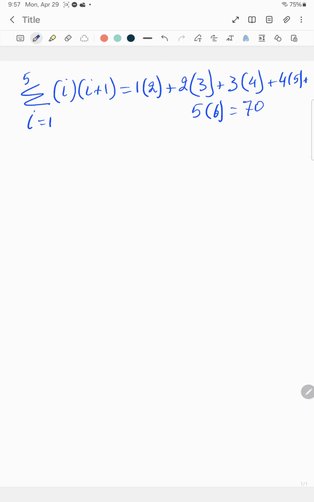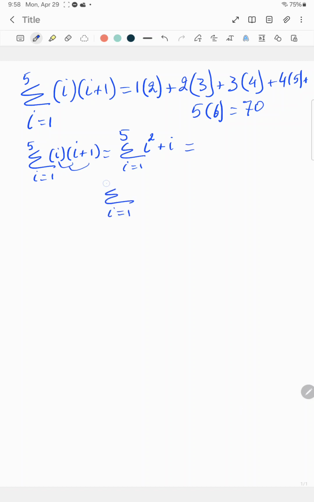Now, I want to try to do it with the formula to see how easy it is. So if I have the sum from i equals 1 to 5 of i times (i plus 1), I can develop my parentheses. It becomes i squared plus i. So this I can divide into two sums. The first sum, i equals 1 to 5 of i squared, plus the sum of i equals 1 to 5 of i. Now I will remind you of the formula for i squared.